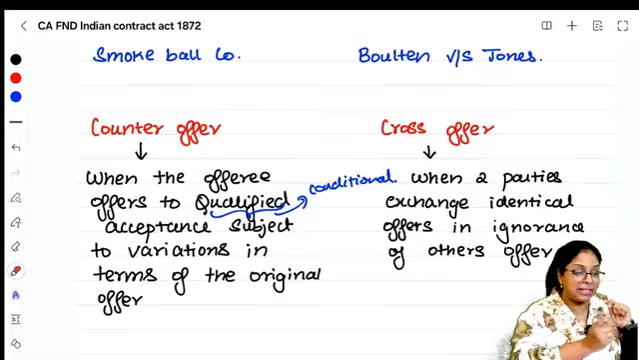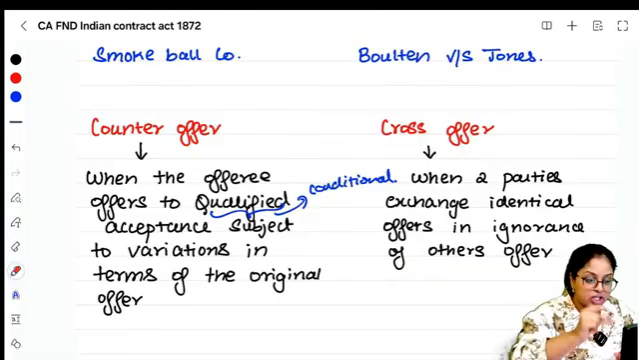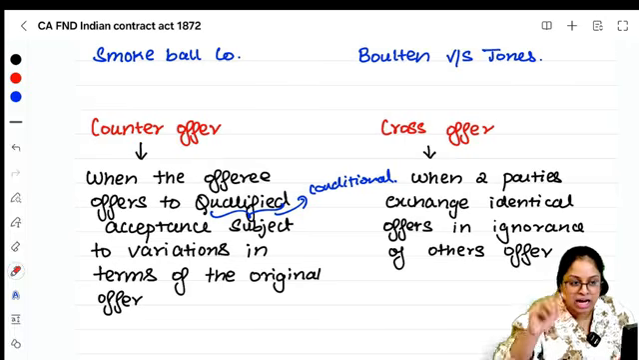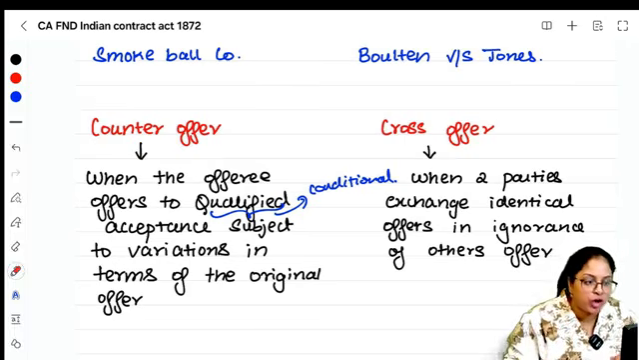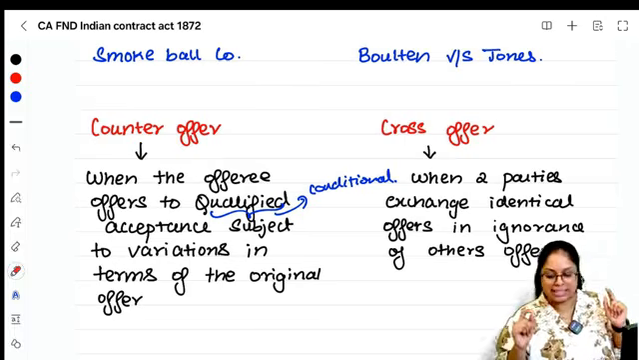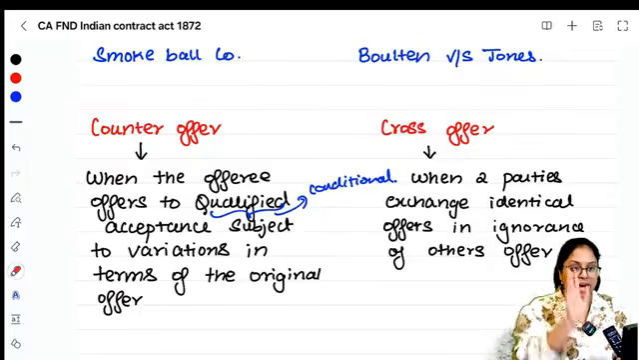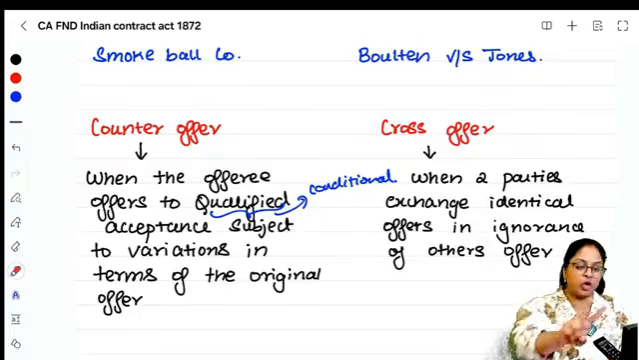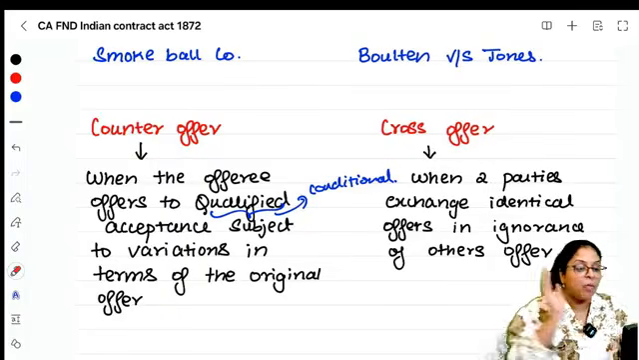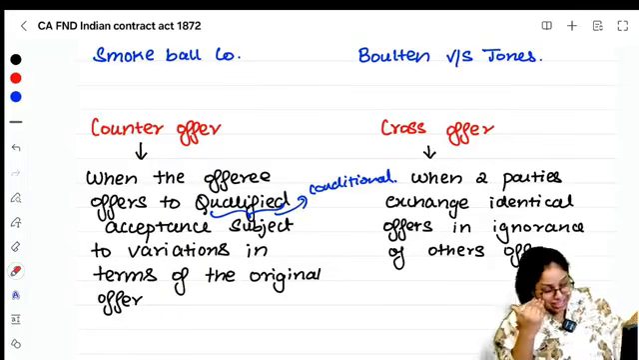There is acceptance, but acceptance is conditional. Like my mom, she goes to Bombay Shopping Street. The shopkeeper says, very good. She says, ma'am, this chappal, how much is it? They say, 2,000 rupees. My mom says, pack it for 200. What is my mom doing? She is giving a counter offer.